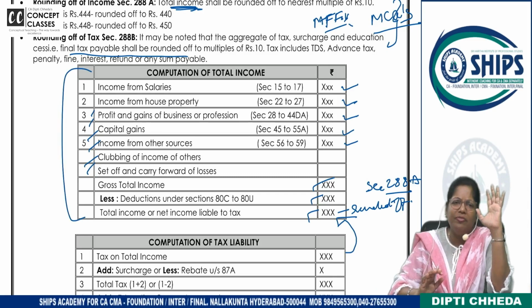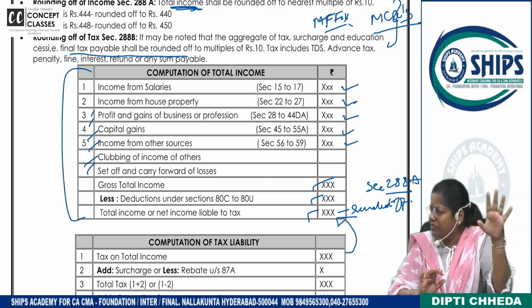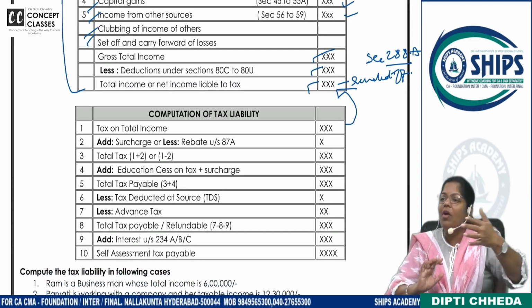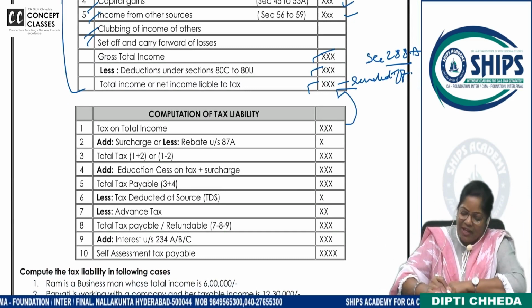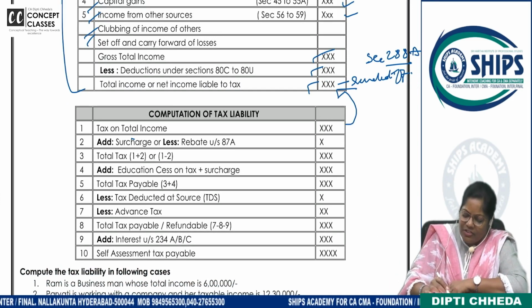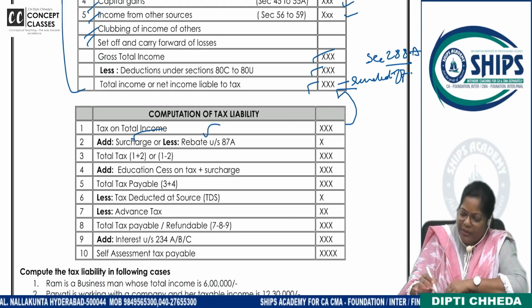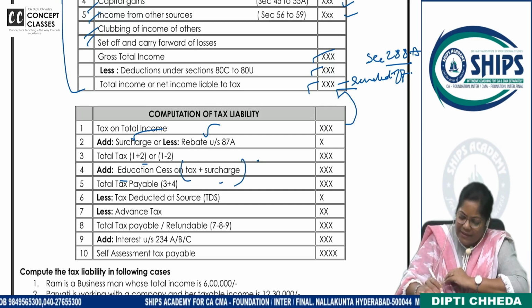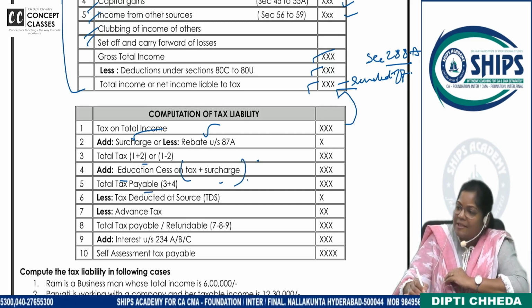We are going to solve problems later, where first we will finish heads of income. Right now, computation of tax. Where do you start? Tax on total income, the way you calculate it. Now surcharge we will do tomorrow, rebate we are doing now, if any. Then you get tax. On this add ESS, on tax plus surcharge. This is your tax payable.